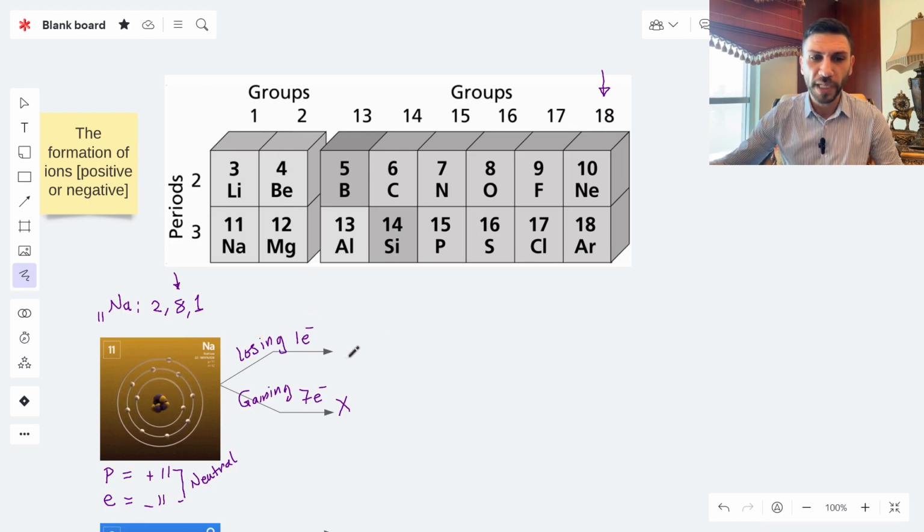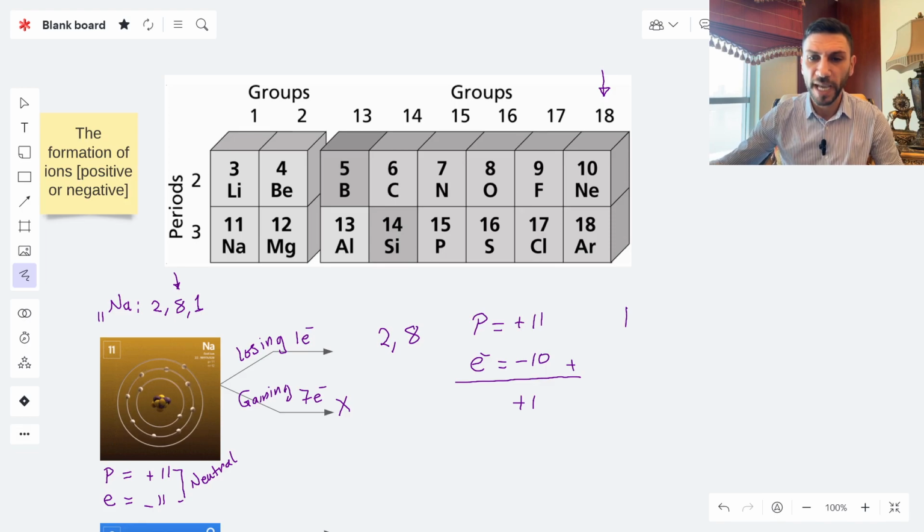Now, when it loses 1 electron, the electron configuration for the sodium will be 2 and 8. That means if we calculate the number of protons, nothing happened to them. So it's still positive 11. But the number of electrons now, after losing one electron, becomes 10 electrons, so negative 10. If you add these charges to check the overall charge for the sodium ion, it's going to be positive 1.